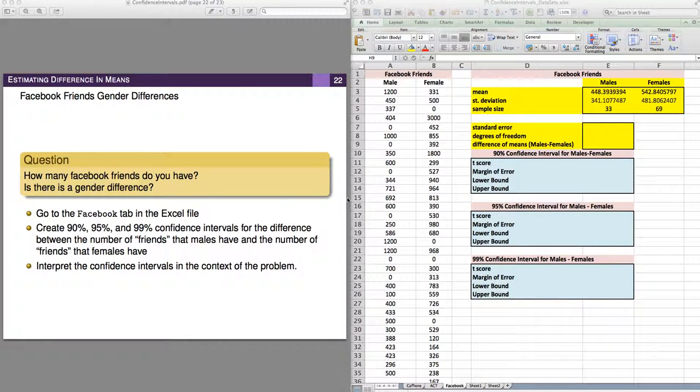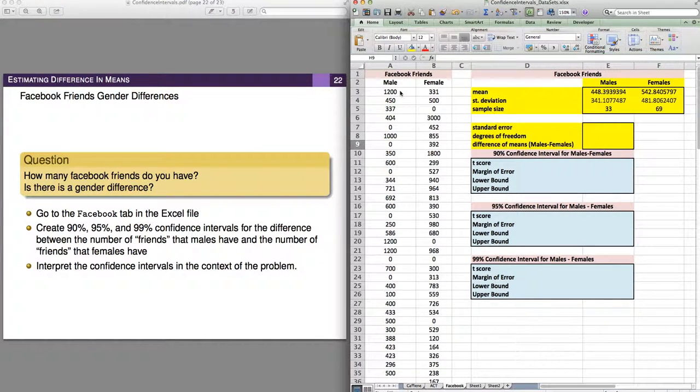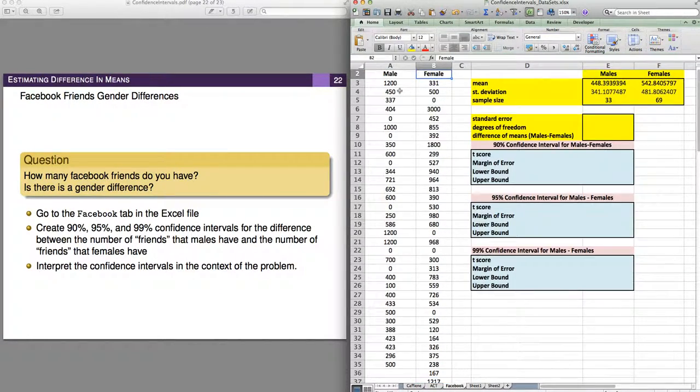Okay, this will be an example of using confidence intervals on the difference of means. So here's our situation. How many Facebook friends do you have? And I want to know if there's a difference between the genders. So I've gathered this information from statistics students. I have 35 males and 71 females, and we want to actually make this determination using confidence intervals.